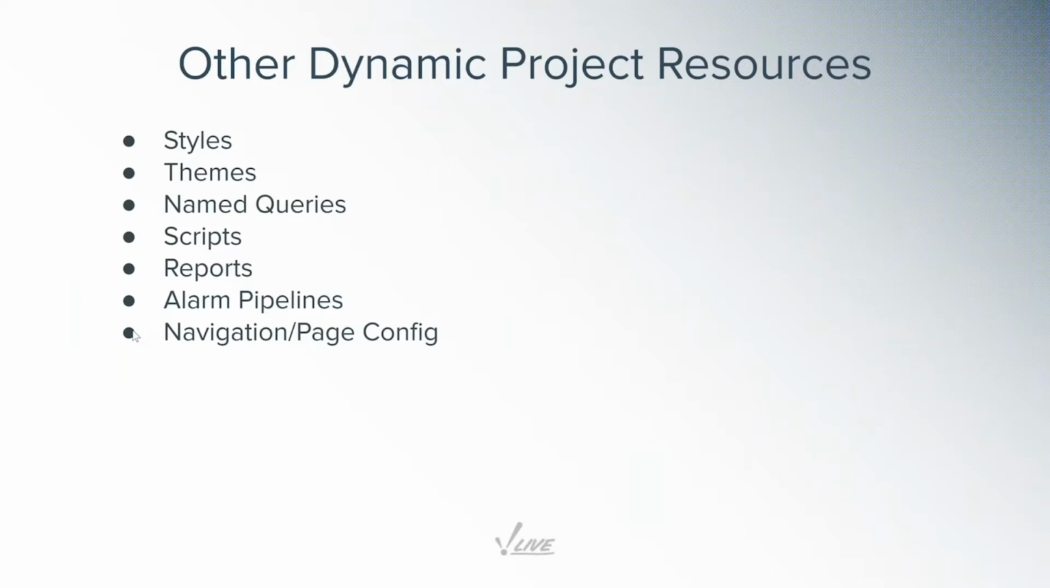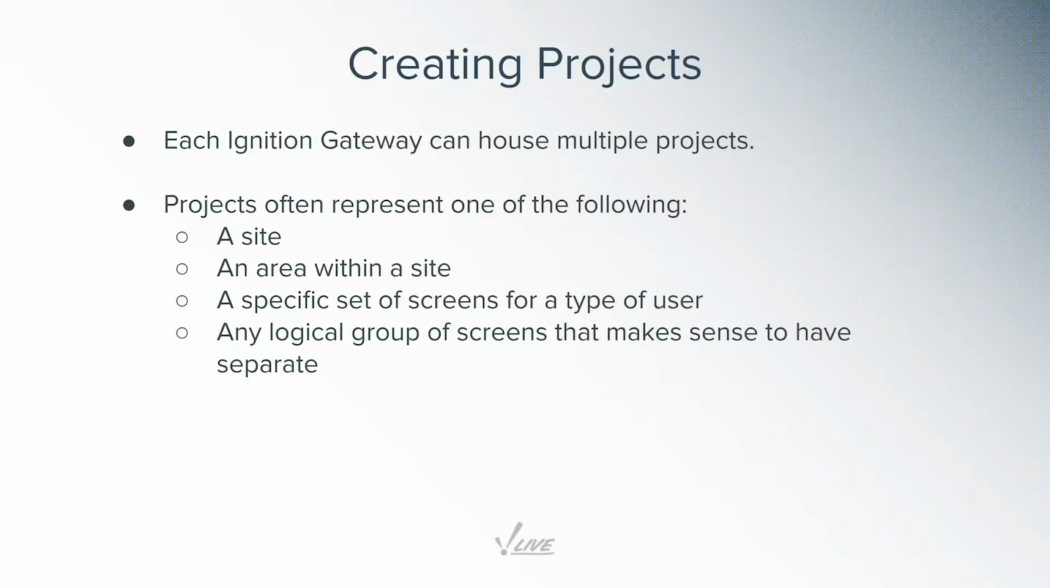All of those could be inside your parent project and then just inherited throughout. At that point, you'll go and start creating projects that inherit these. And it's worth noting, on a single Ignition gateway, you can have as many projects as you want. A project could represent a site, like what I'm doing here. A project could be just an area within a site. It could be a specific set of screens for a type of user. Really, it can be any logical grouping of screens that makes sense to separate out.